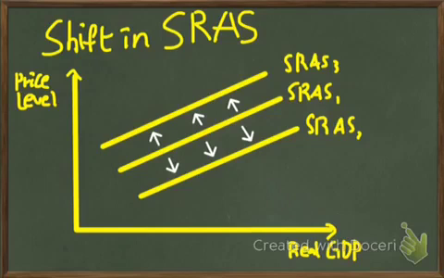And then the last one is the change in the government's indirect tax or subsidies. So if there's an increase in the indirect tax, it will effectively increase the cost of production to firms. So therefore, as a result, there would be a fall in the SRAS curve.